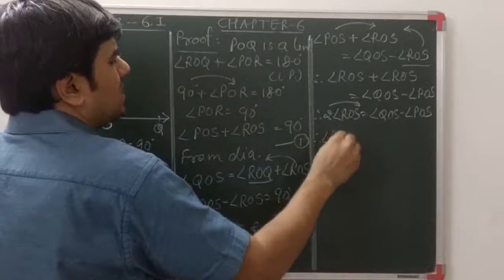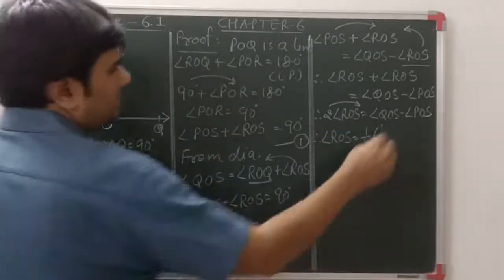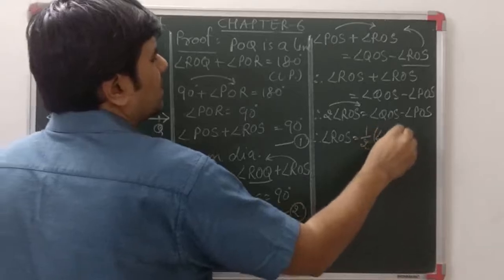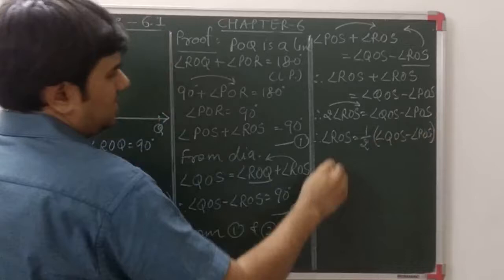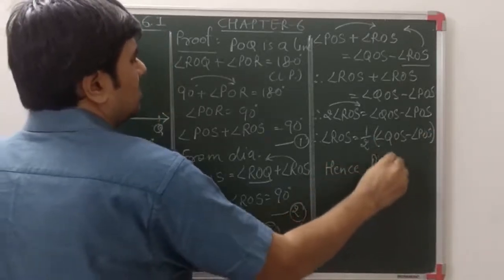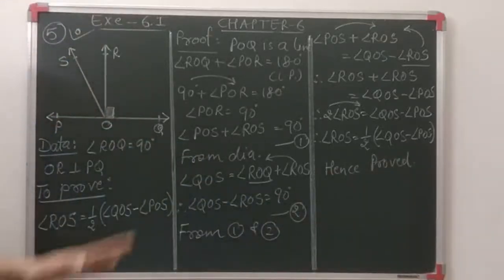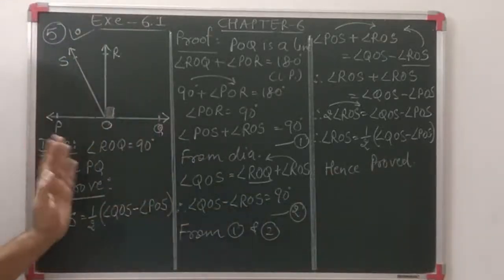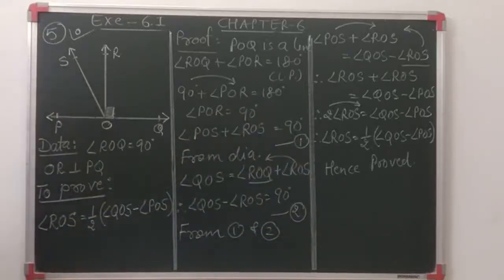So it will be ROS is equals to 2 comes in the denominator, half. So what we require, QOS minus POS we will obtain. Hence we can say that it is true. So remember student, it is very important. Wherever you get the query, you can pause the video and you can rewind. See that again and again from where I obtained this. Thank you.